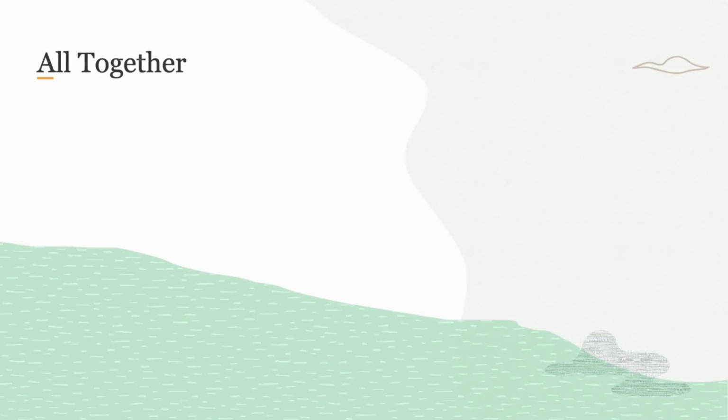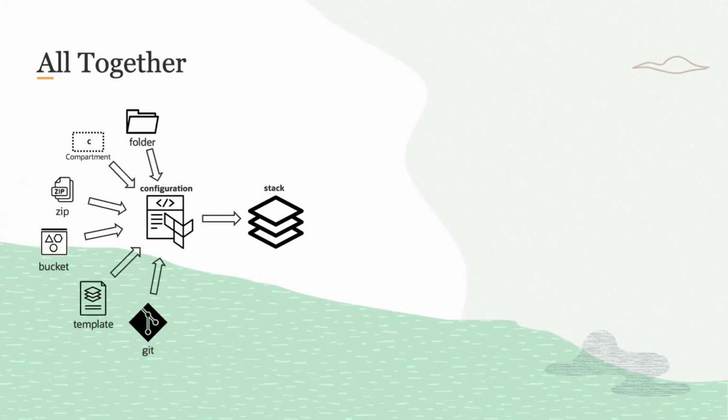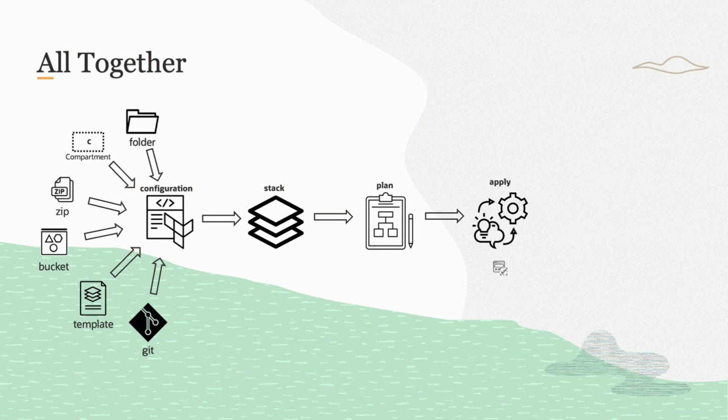Let's put it all together. We start with a configuration that can come from different sources, creating a stack. Using the plan action, it will pass through the different lifecycle stages. Once it succeeds, it will be ready to apply, which will go through its stages, to finally provision the resources.